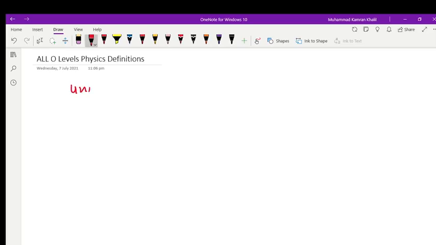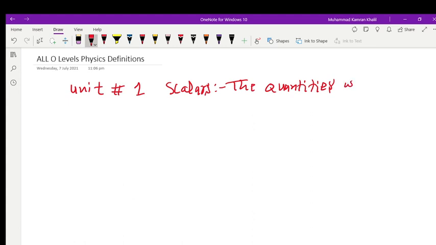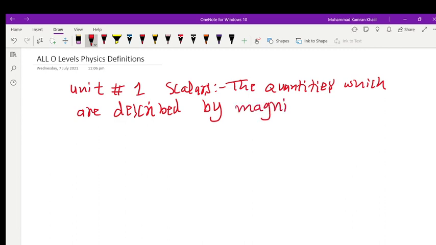So number 1, scalars. The quantities which are described by magnitude only. So for example, if I say 2 meter, this is the distance, this is a scalar quantity.